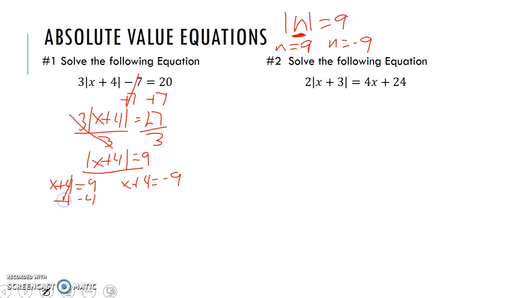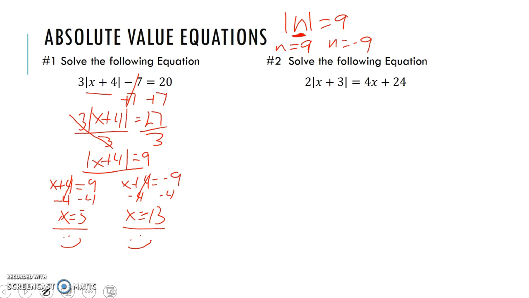If I subtract 4 from both sides here, I'll have 9 minus 4, which means x is 5. And here, if I subtract 4 from both sides, I'll have x is negative 13. And we could plug both of those back into our equation to make sure that it works. If I start with the 5 first, I know that 5 plus 4 is 9. The absolute value of 9 is 9, times 3 is 27, and 27 minus 7 is 20. So this one works. I can do the same thing with negative 13. Negative 13 plus 4 is negative 9, and the absolute value of negative 9 is 9. 9 times 3 is 27, and 27 minus 7 is 20. So this one works also. So we get 2 solutions here.